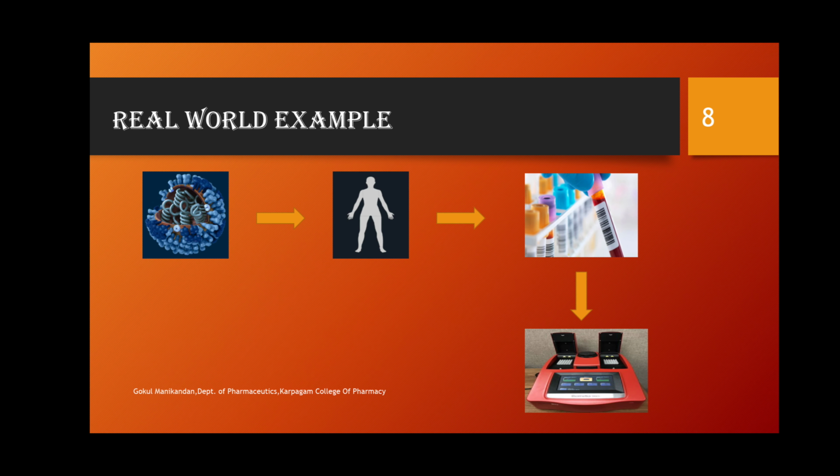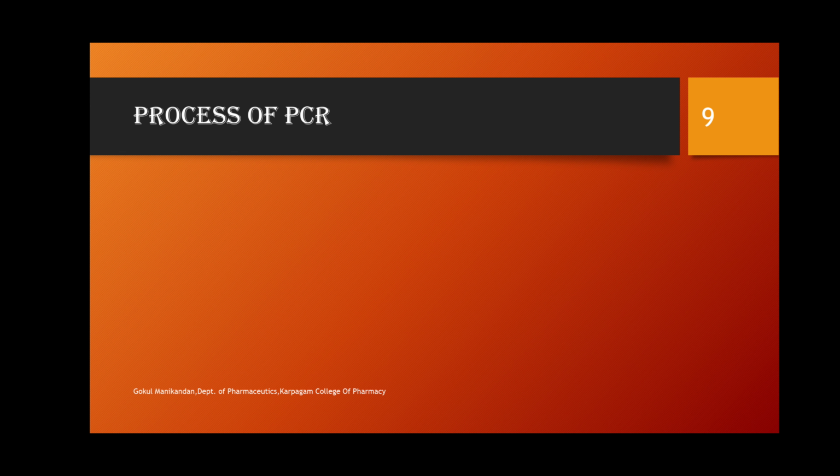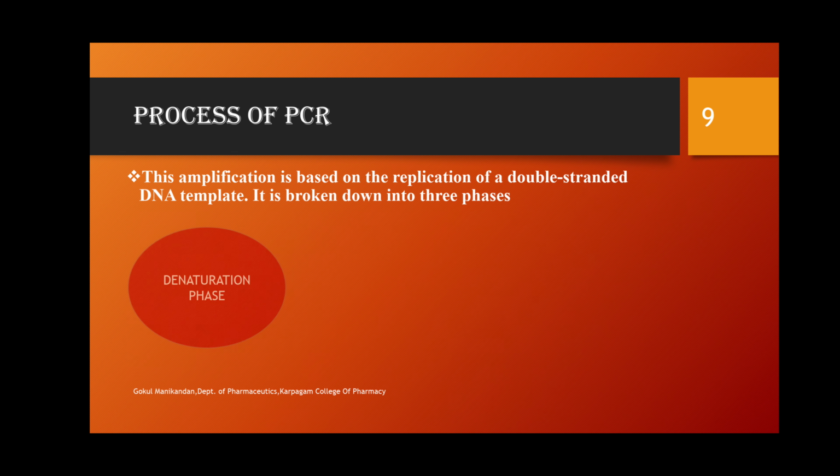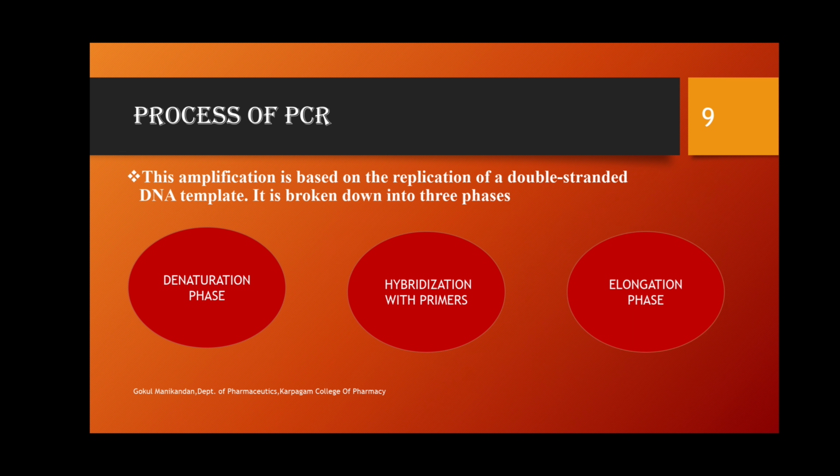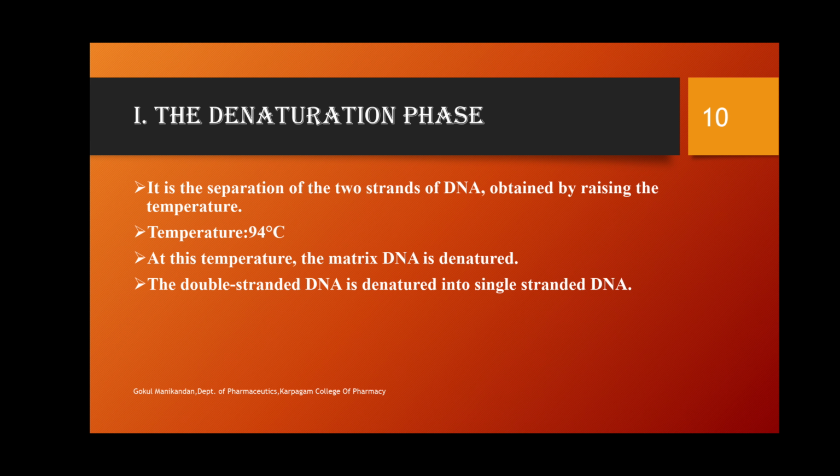They are divided into three phases. They are the denaturation phase, the hybridization phase with primers, and the elongation phase. The first one is the denaturation phase. In the denaturation phase, the separation of the two strands of DNA is done. We raise the temperature to 94 degrees Celsius. In this phase, the double-stranded DNA is denatured into a single-stranded one.